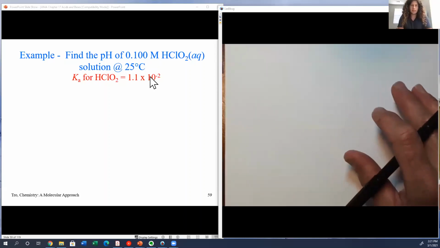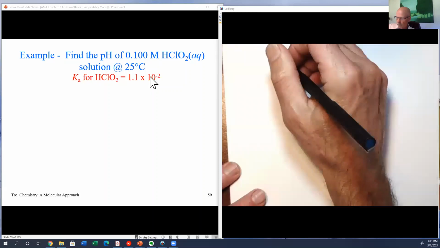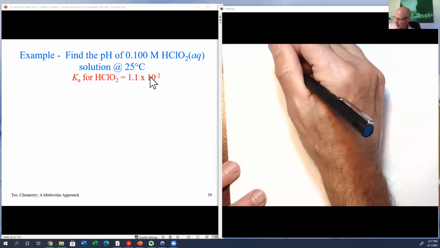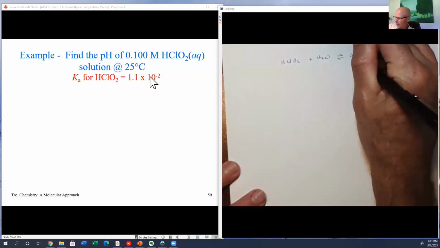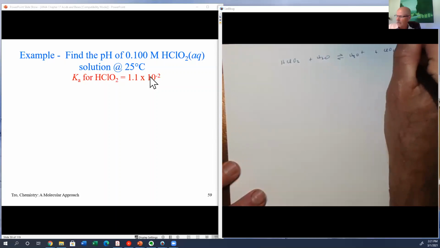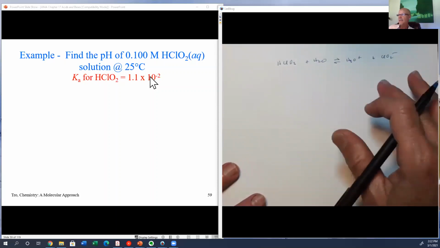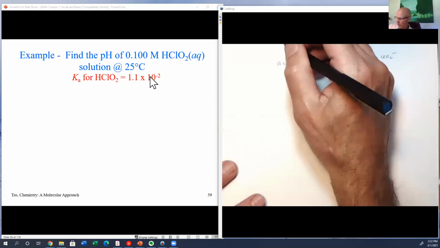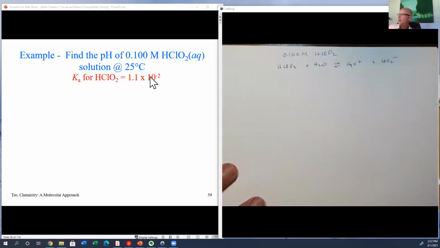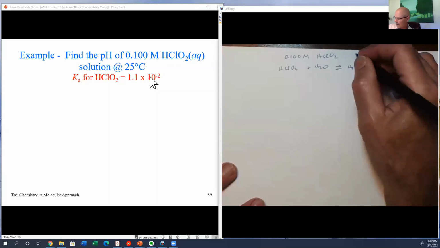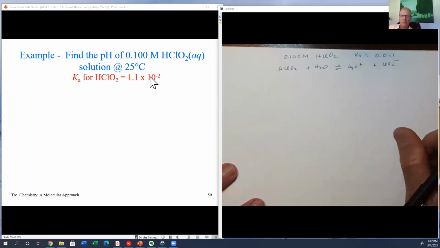So in this case, we have HClO2. We're going to do the same exact equation: HClO2 plus H2O in equilibrium with H3O plus and ClO2 minus. Again, you want to get to the point where you can write that equation out in your sleep for any acid. We have 0.100 molar HClO2, and we're given Ka as 0.011, which is the same as 1.1 times 10 to the minus 2.